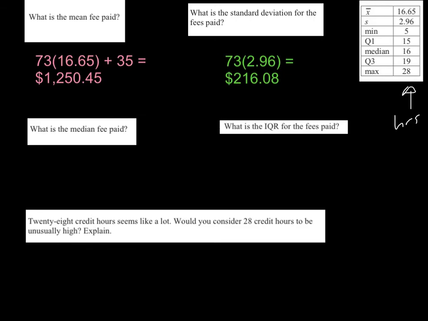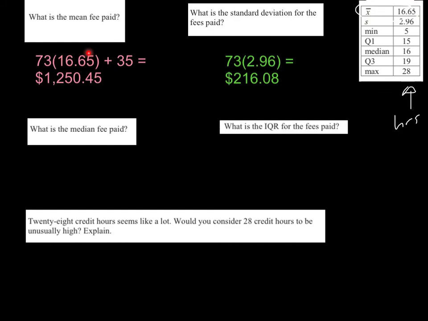Now, the fee that the college charges for courses is $73 times a credit hour plus a flat student fee of $35 per quarter. So, for example, it says a student taking 12 credit hours would pay the $35 plus 75 times 12, or $911. What we'd like to know is, well, what's the mean fee paid? Well, we go over here and we take a look at X bar, right? That's our mean, right? X bar is 16.65, and that's right here.